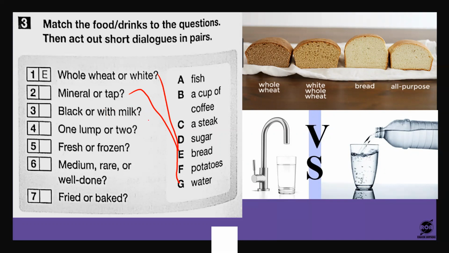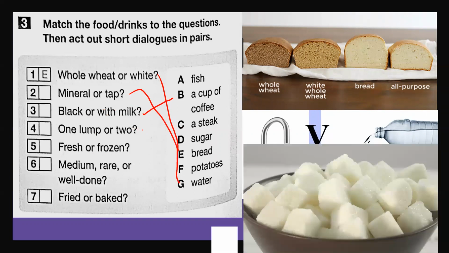It's a cup of coffee. A cup of coffee can be black or with milk. One lump or two, this refers to sugar. Sugar comes in lumps, especially when you have an activity at home and there's this for you to add to your coffee. Fresh or frozen, this is commonly used for fish. It's quite simple. Now let's talk about meat.